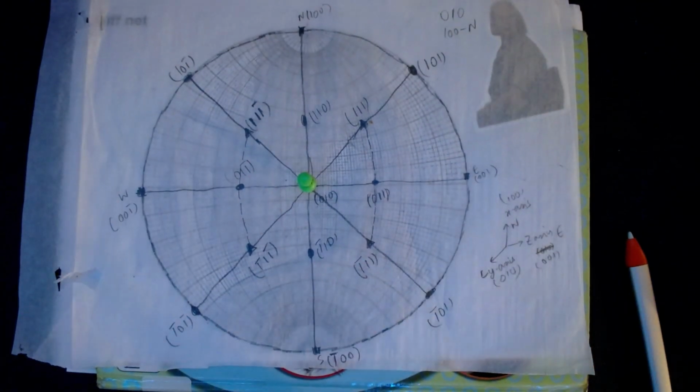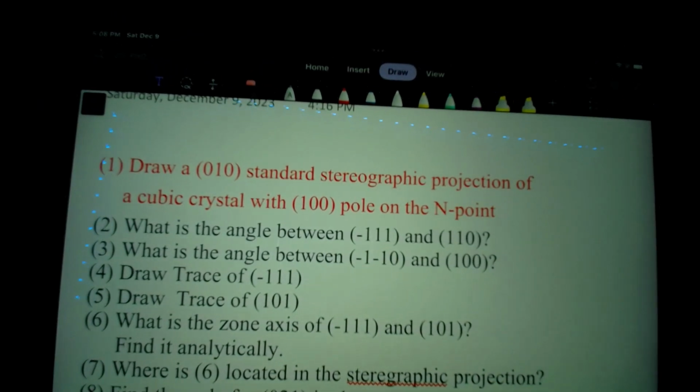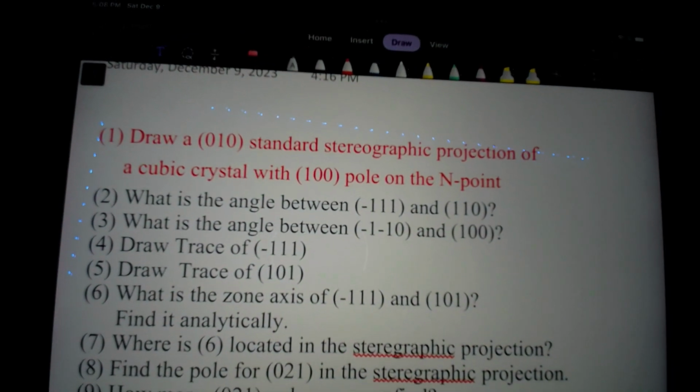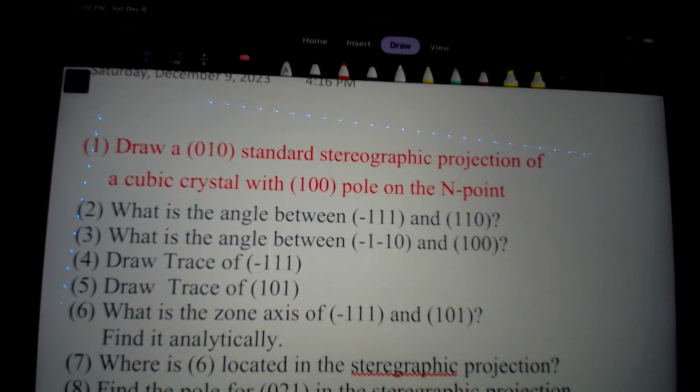All right, so this is part A of the question, which was the standard stereographic projection of [010] along with a cubic crystal with the [100] pole on the north point.